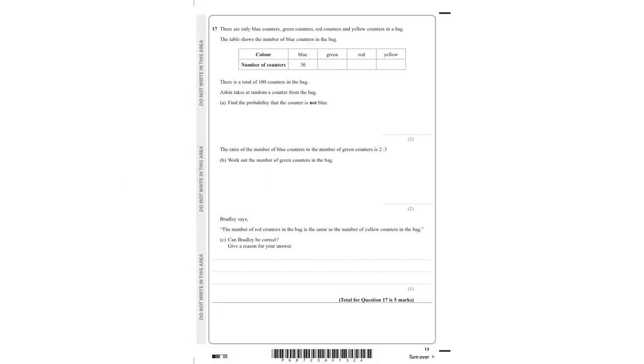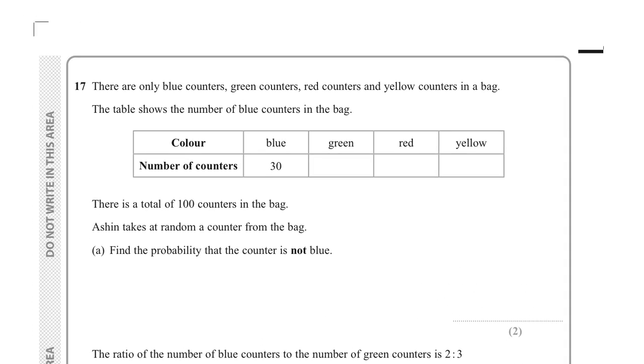Oh, finally, some probability to save us. Alright. Only blue, green, red and yellow. Alright, so we've got blue, green, red and yellow. Yeah, nice. 100 in the bag. Ashin takes a random counter from the bag. Find the probability that it's not blue.